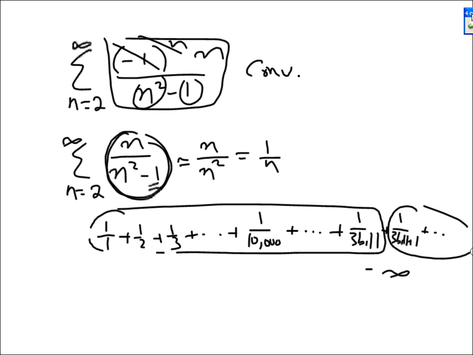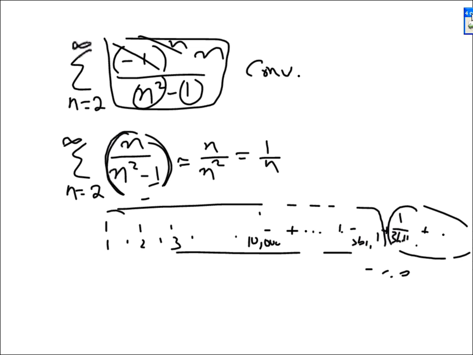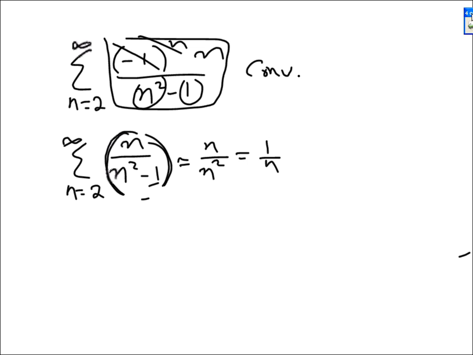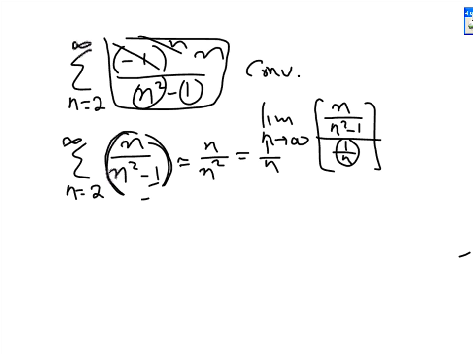And I'm going to use the limit comparison test with 1 over n to prove that. We know that the summation of 1 over n diverges. So I'm going to compare it. I'm going to compute right over here the limit as n goes to infinity of n divided by n squared minus 1, one series divided by the other one, 1 over n. And I know 1 over n diverges. If you don't know the convergence or divergence of what you're comparing it with, you're in deep trouble.